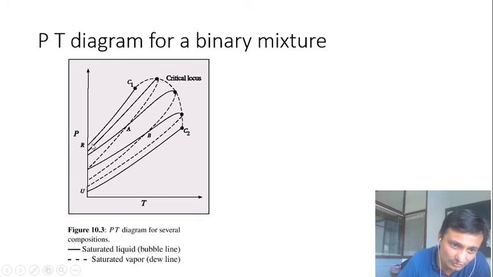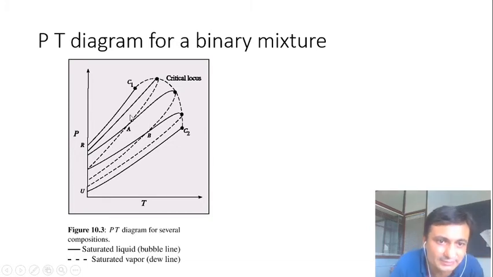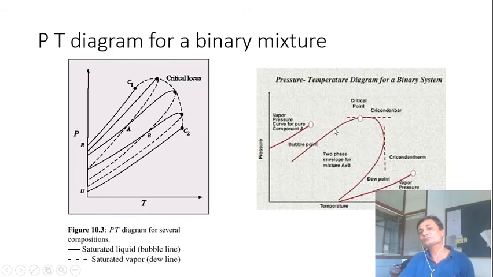This solid line is your saturated liquid line, which is the bubble point, and the dotted line is the saturated vapor. So as you can see at points A and B, the solid line, that is the saturated liquid line of one composition, is intersecting with the saturated liquid line of the other composition. So likewise A and B are that, and we'll discuss what these A and B are. They are basically equilibrium points.